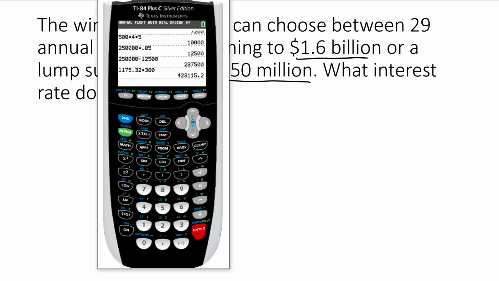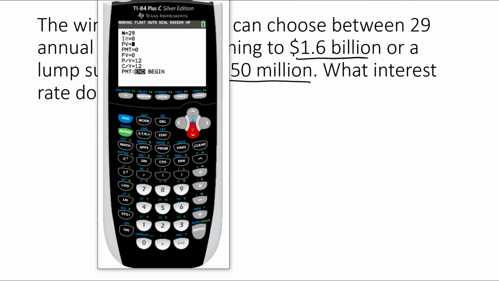All right, so let's go to our TVM solver. Apps, finance, TVM solver. Let's zero out the first 5. N would be the number of payments. The way this will work is if you choose the $1.6 billion, then you're paid out one payment a year for 29 years. So that is 29 payments.